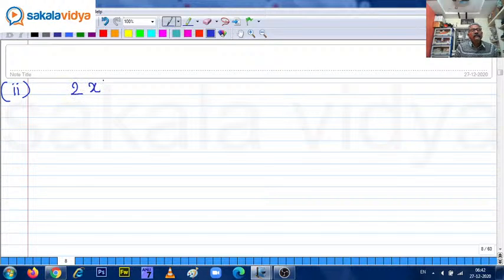2x square plus x minus 4 equals to 0. By the method of completing the square, solve this one by completing the square. What shall we do now? Anybody? Just think up.